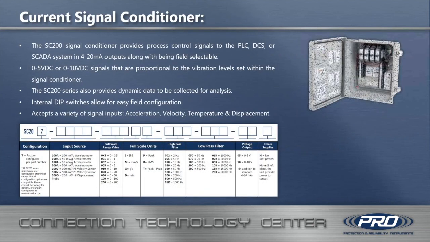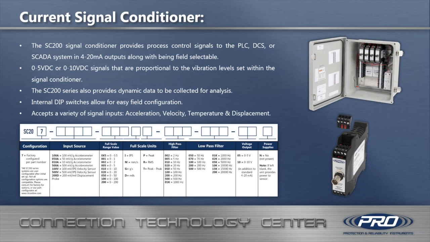So this is our current signal conditioner. It's the SC200 series. The SC200 signal conditioner provides process control signals to the PLC, DCS, or SCADA system in 4 to 20 milliamp outputs, along with being field selectable 0 to 5 or 0 to 10 VDC signals that are proportional to the vibration levels that are set within the signal conditioner. The SC200 series also provides dynamic data to be collected for analysis off of the BNC on the front.